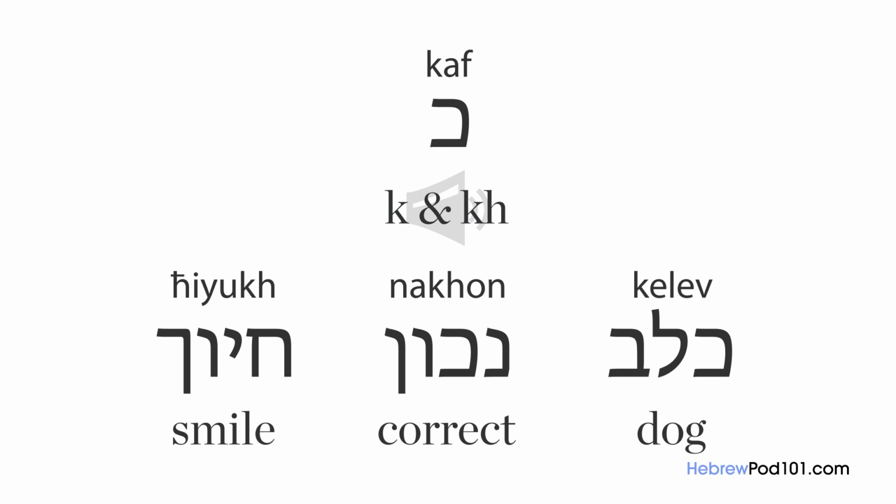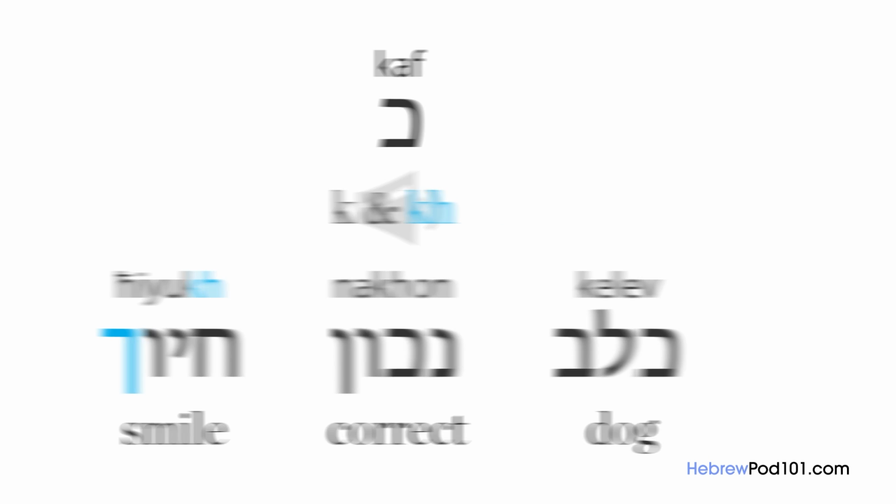For this example, we can use the word for dog again. In kelev, this letter makes a K sound. And in the word for correct, which is nchon, it makes a Ch sound. This letter also has a special end form that looks like this. When it comes at the end of the word, like chiyuch, the word for smile, it's always pronounced ch.